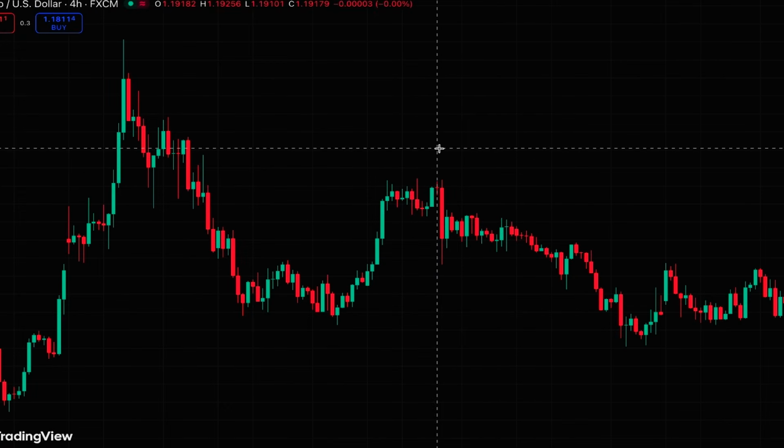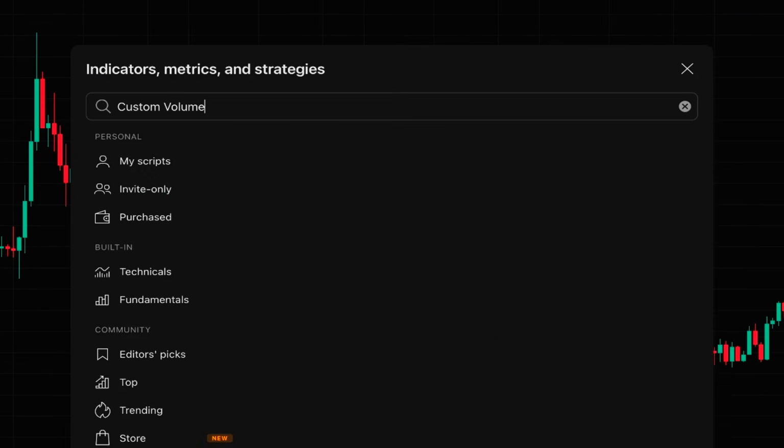Alright, let's add the second indicator. Here we click on indicators and we search custom volume.